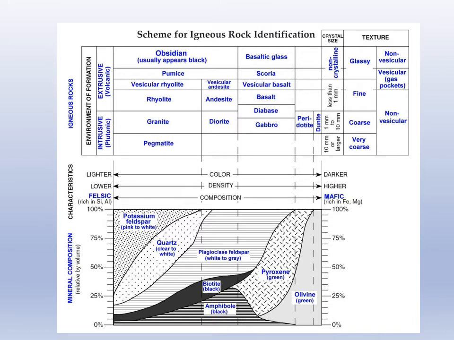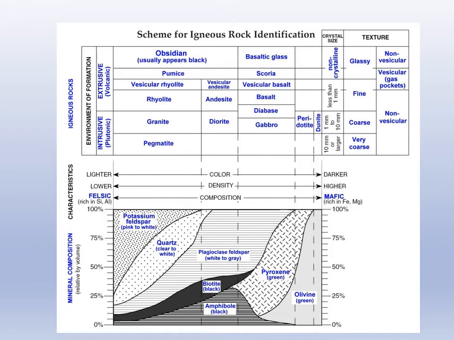rocks could be granite, diorite, gabbro, peridotite, and dunite. Light would be granite. Intermediate would be diorite. Darker, gabbro. So you use this like a matrix to find the type of rocks. Then once you get the type of rocks, you can look at the mineral composition using the chart below.